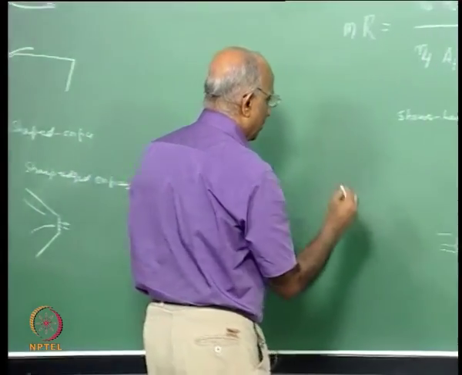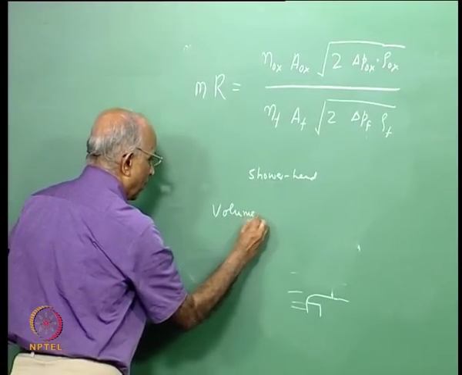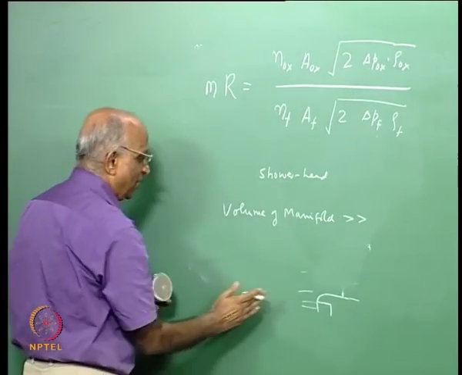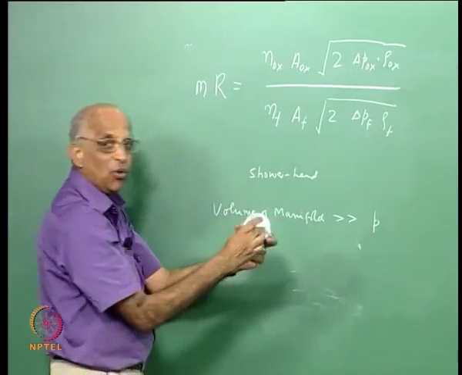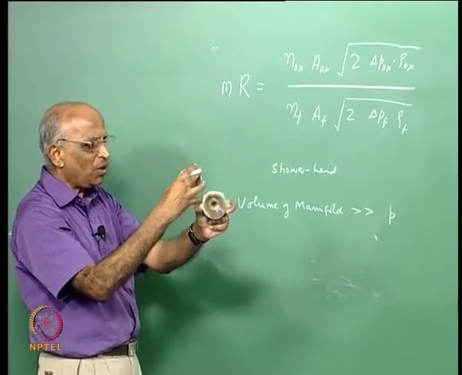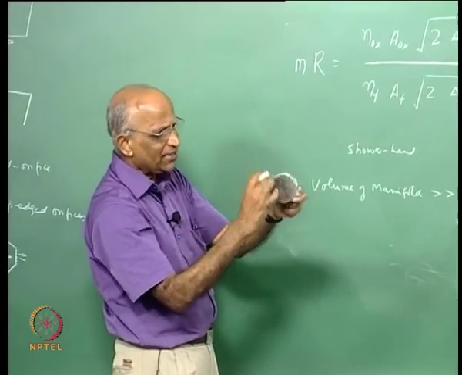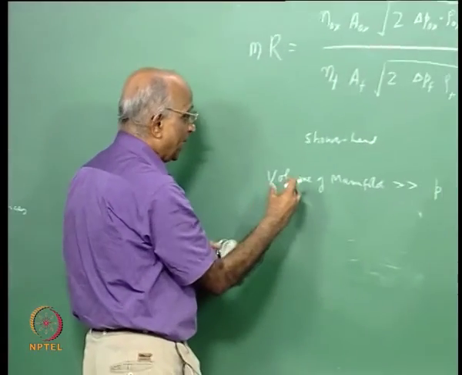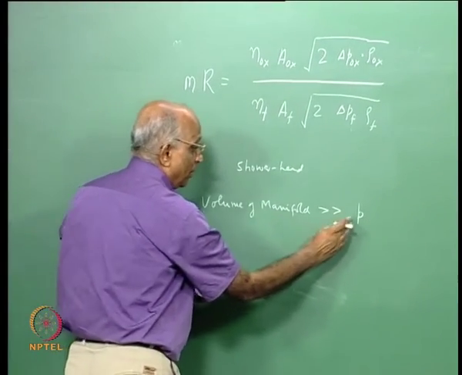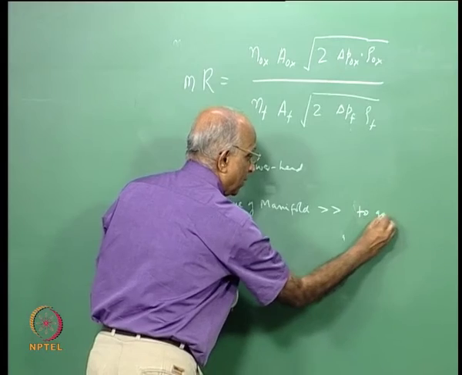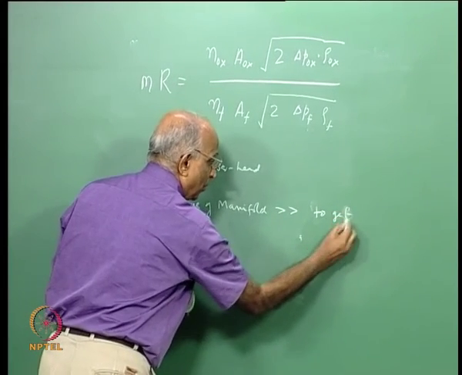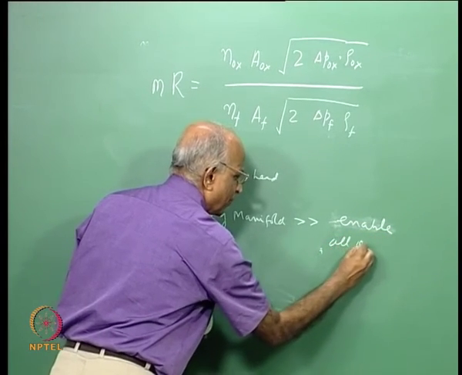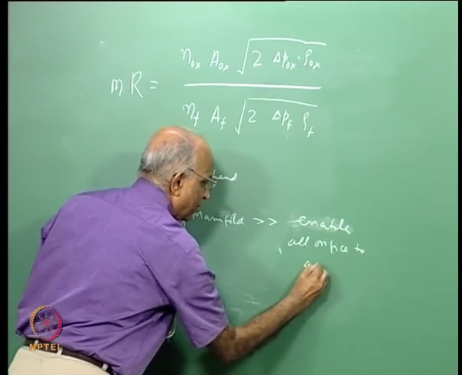From fluid mechanical considerations, if the volume of manifold is large, then I will have the same pressure for all the holes over here. If I have a very small manifold volume, the holes which are at the center near the tube inlet will get the high pressure, the others will get a low pressure. Therefore, from fluid mechanical considerations, I should have a large volume of manifold, to enable all orifices to achieve the same pressure.